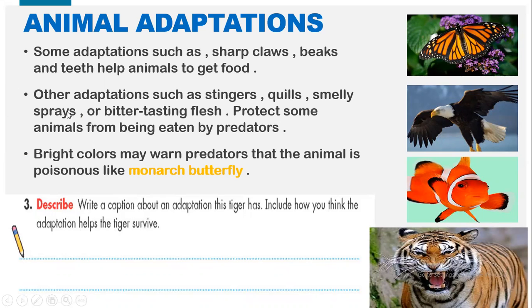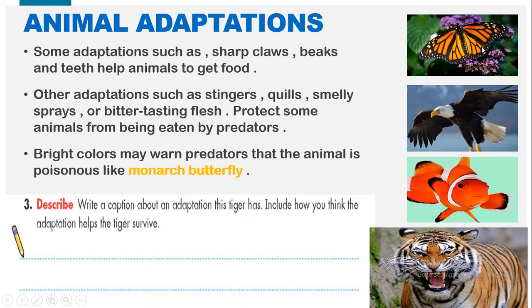Smell sprays, like a skunk. If an animal gets closer to a skunk, the skunk gives out a bad smell. The bad smell protects the skunk from being eaten and makes the other animals go away from it. Or bad-tasting flesh, like cockroaches or spiders, they have a bad taste that helps protect them from being eaten.